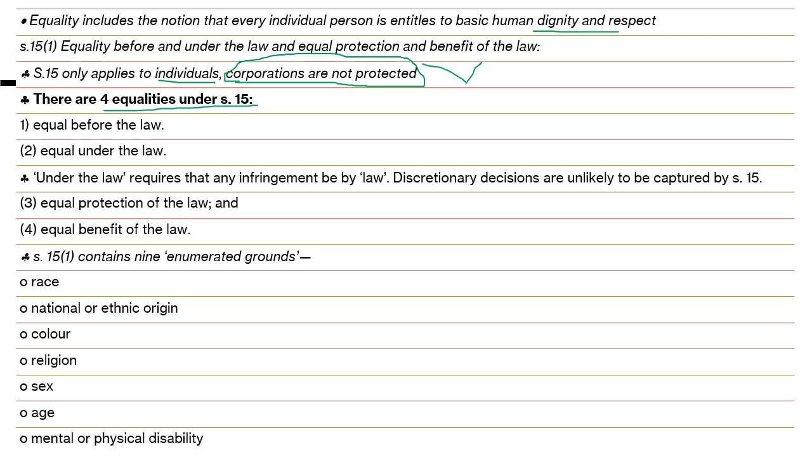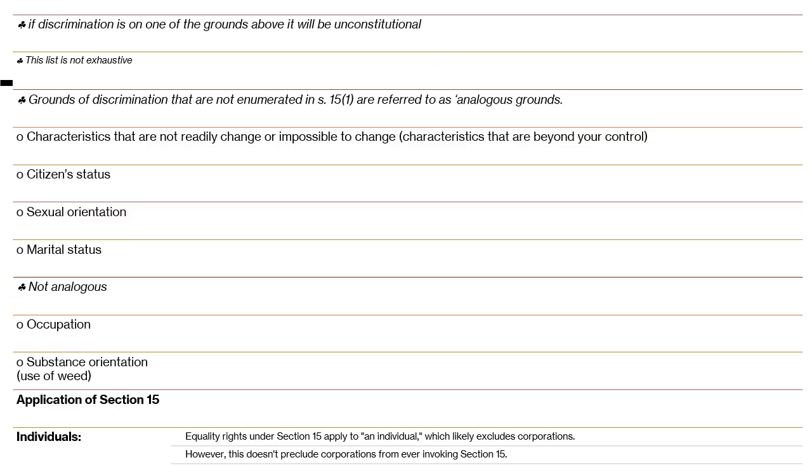Then there are four kinds of equalities that are discussed under section 15. Equality before the law, under the law. Under the law requires that any infringement be by law. Discretionary decisions are unlikely to be captured by section 15. Equal protection of the law, equal benefit of the law. So there are 9 enumerated grounds, listed grounds, on which nobody can discriminate against you. These are the mentioned grounds that we already discussed in the previous provision. So if discrimination is on one of the grounds above, it will be unconstitutional.